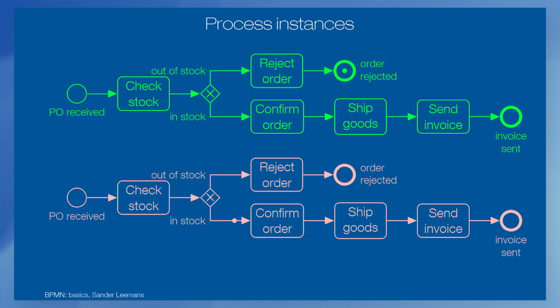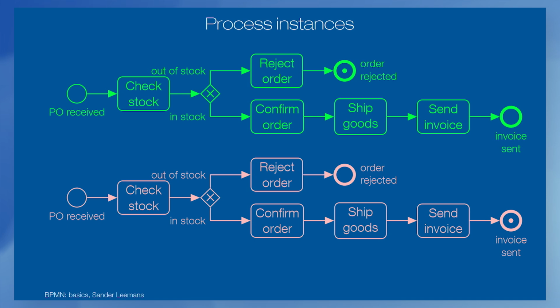Then the pink one will continue with confirm order. Once that is done, the goods are shipped, and when that is done, send invoice is executed, and when that is done, the pink process instance also finishes.